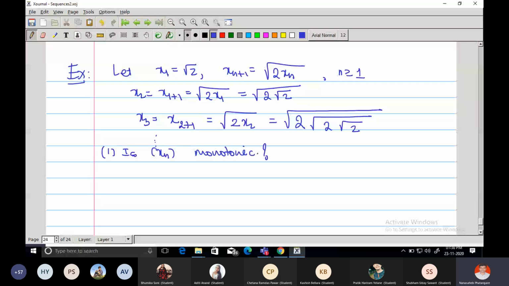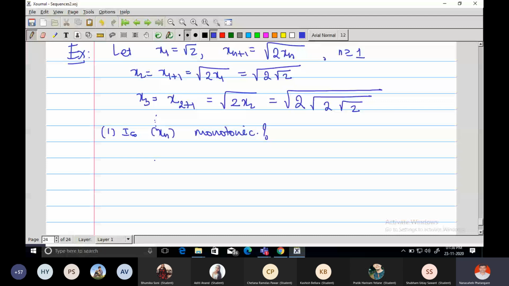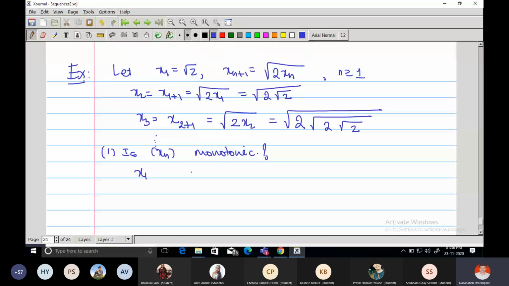That's the first question we can ask: is it monotonic? Let us think about that. What is our question? Is xn less than or equal to xn plus 1, or xn greater than or equal to xn plus 1, for all n? Either one of them, right? Increasing or decreasing. That we want to check.